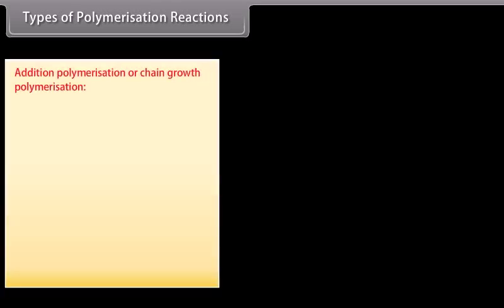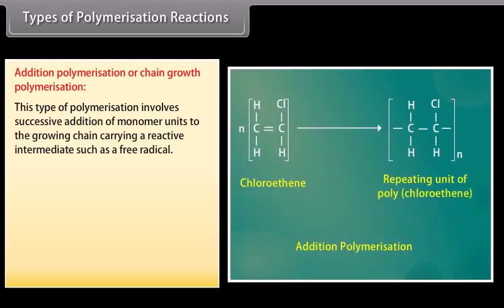Types of polymerization reactions. There are two types of polymerization reactions. Addition polymerization or chain growth polymerization. This type of polymerization involves successive addition of monomer units to the growing chain carrying a reactive intermediate such as a free radical.